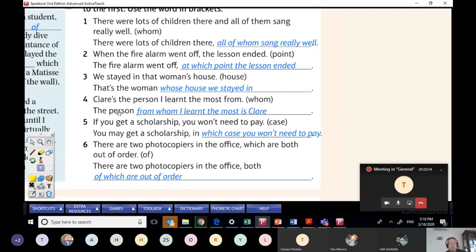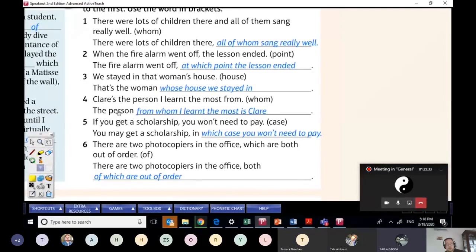Good. Number four. Who wants to read it? I can read it. Go ahead, Saif. Claire is the person I learned the most from. The person from whom I learned from. Sorry, from whom I learned the most is Claire.